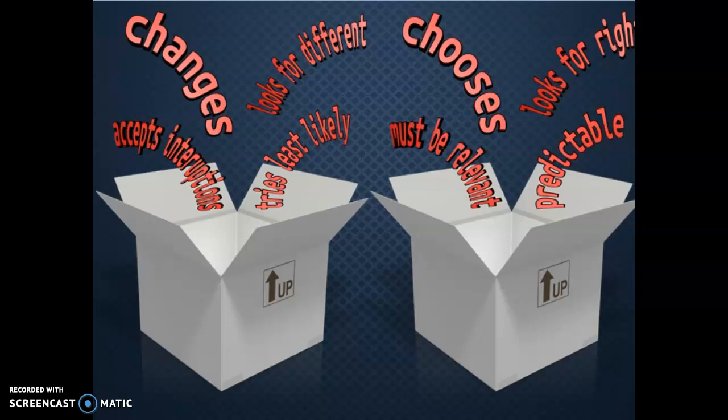So let me give you the answer. The box on the left is the lateral thinker. The box on the right is the conventional thinker. And remember, conventional is pretty similar to the routine thinker.